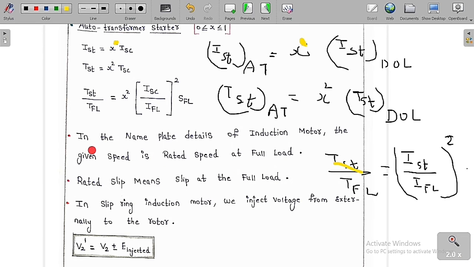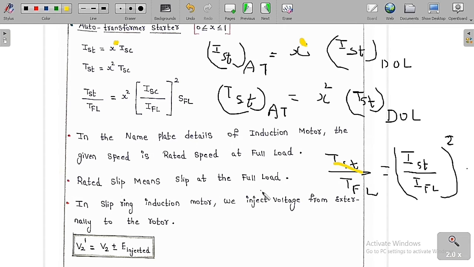In the nameplate details of induction motor, the given speed is the rated speed at full load. I have already told you, in the nameplate details of the induction motor, whatever speed they give you is the rated speed, or we can say the full load speed. If you keep a full load, that speed is called the full load speed or the rated speed. The rated slip means slip at the full load. If you keep a full load, the slip at that full load is called the rated slip or the full load slip.